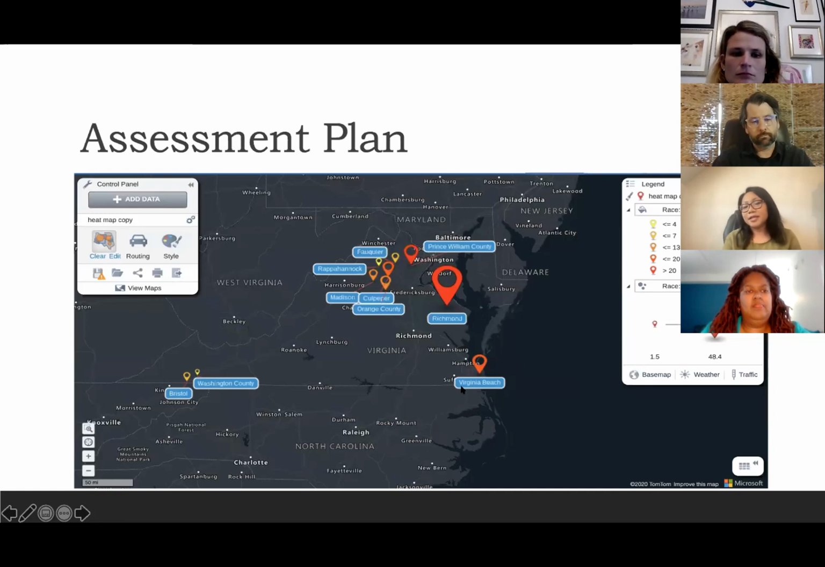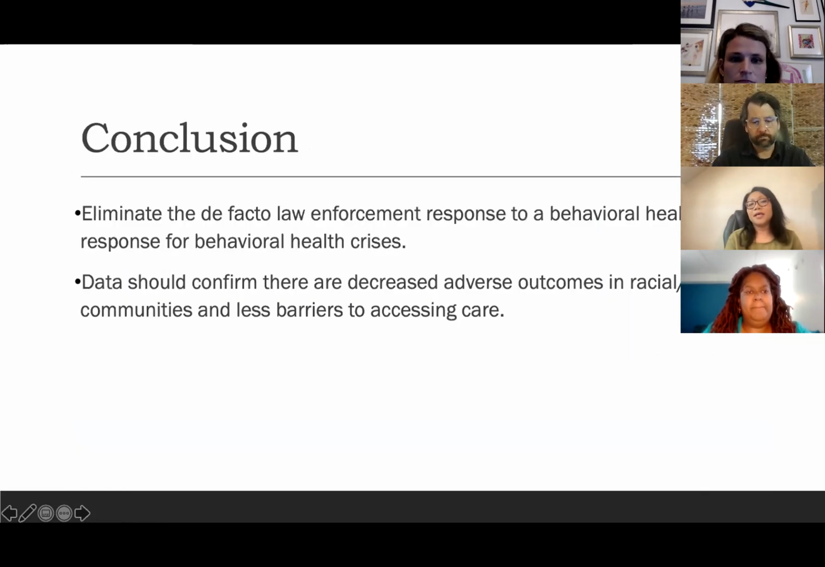When conducting this assessment plan, we recommend, again, that there be special attention to seeing how this program is impacting the Black community, whether it is improving outcomes or if there are, unfortunately, adverse outcomes. So we must mitigate risks and determine whether those risks were mitigated in the assessment plan. And of course, this whole initiative is to eliminate the de facto law enforcement response to behavioral health crises. Data should confirm that there are decreased adverse outcomes in racial and ethnic communities and fewer barriers to accessing care. Okay, that's it.